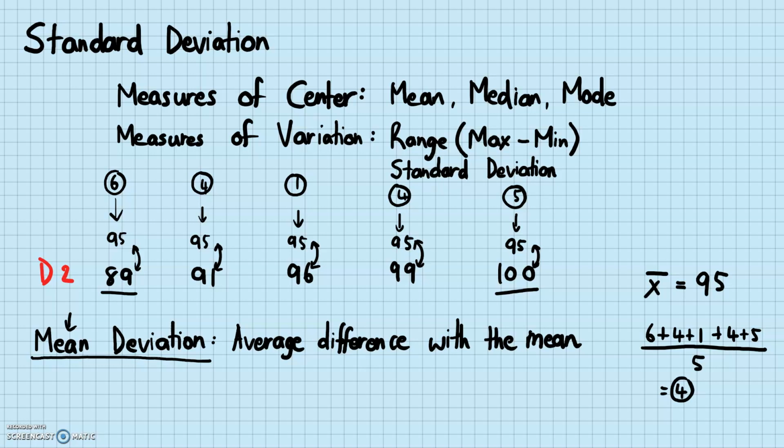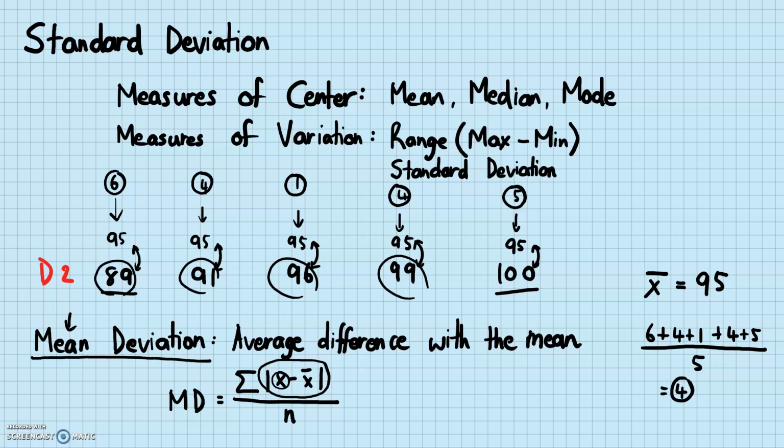And the general formula for mean deviation is going to be the following, with n in the denominator. Now this looks kind of complicated, but it's really just doing what we just did. On the numerator here, the x represents each of the data, so in our case, 89, 91, 96, 99, 100.